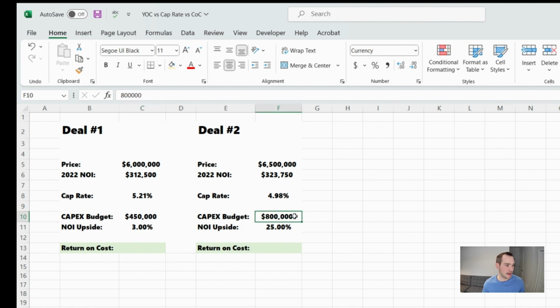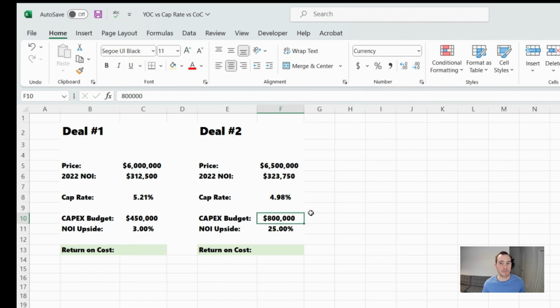Deal two, on the other hand, has a higher capex budget, but a lot of this is cosmetic capital. There's going to be an opportunity to raise rents, and there are some expense ways that we think as we take over as new owners, we'll be able to cut back significantly and raise the NOI with a combination of revenue growth and expense cutting by about 25%.